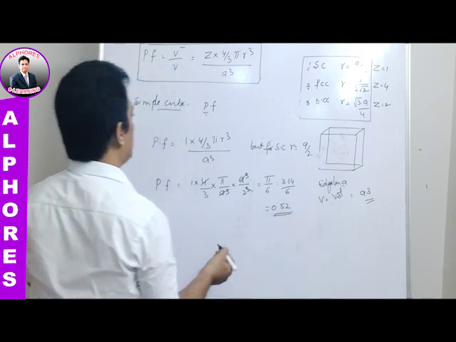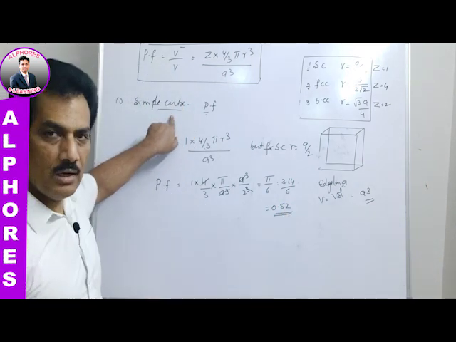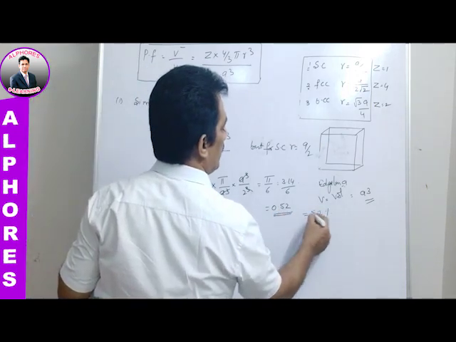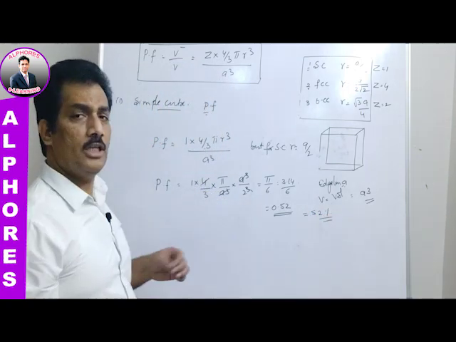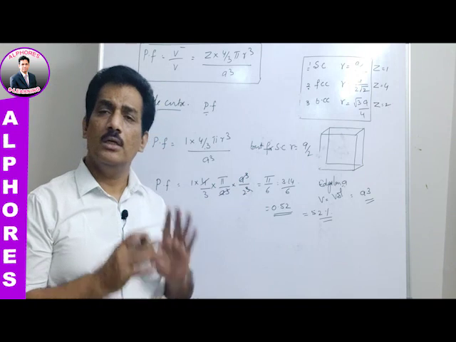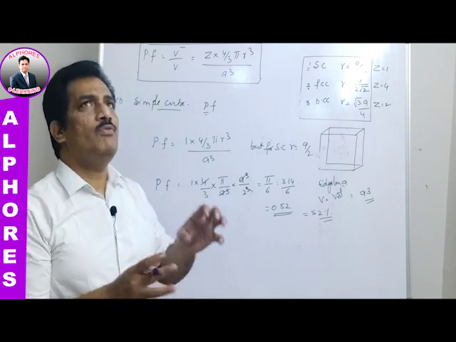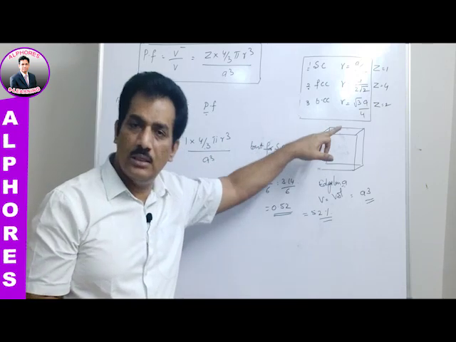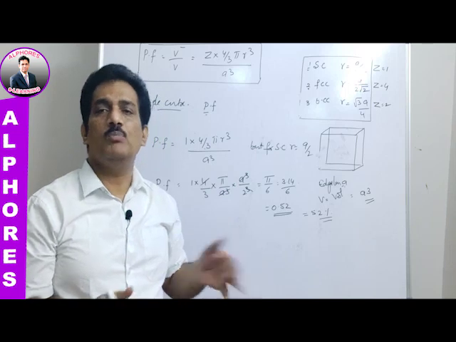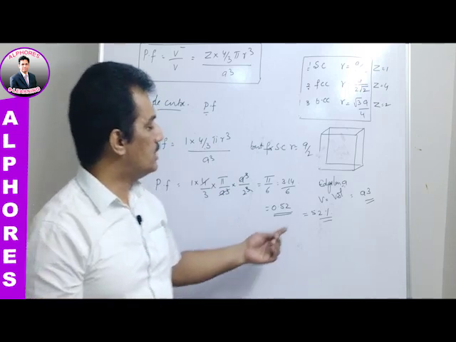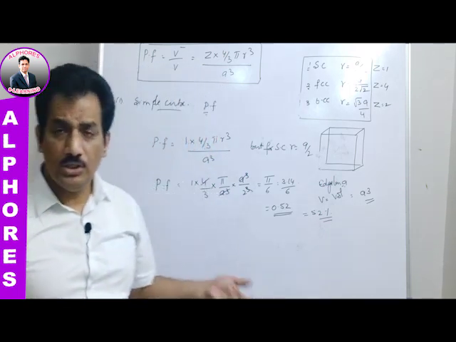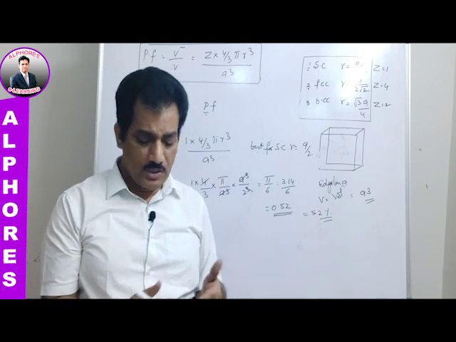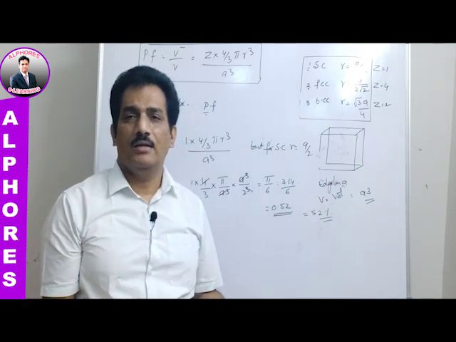This is the packing fraction for a simple cubic crystal. And in percentage, it is 52%. That means when the atoms are arranged in a simple cubic system, only 52% of the volume of the unit cell is occupied by the atoms. Clear? That means the remaining 48% is void. It is unoccupied space. Almost 50% is waste. 50% of the volume is not occupied by the atoms.